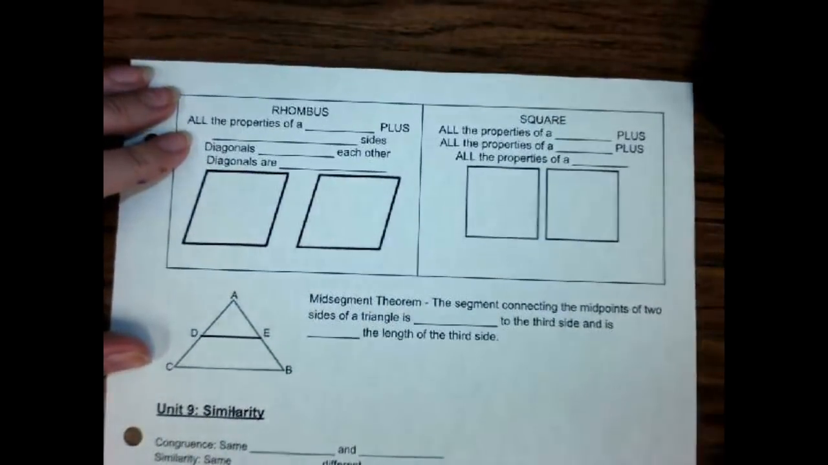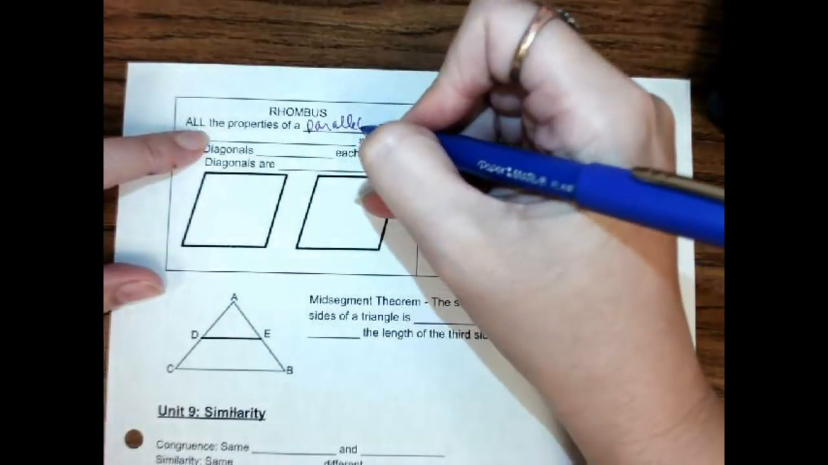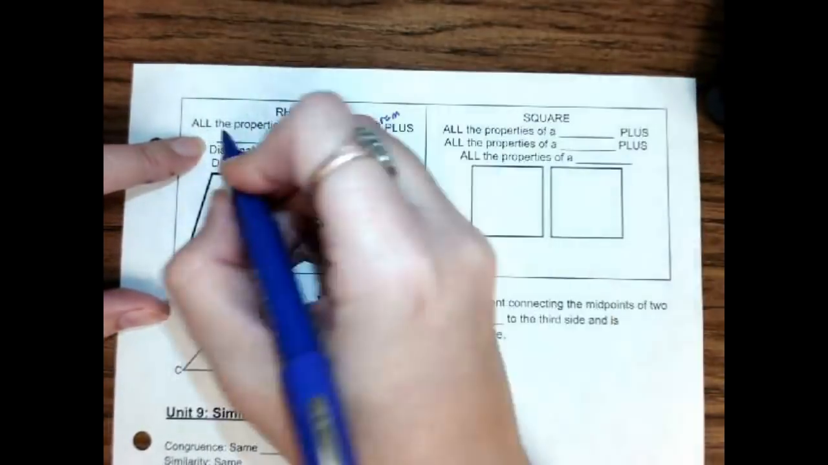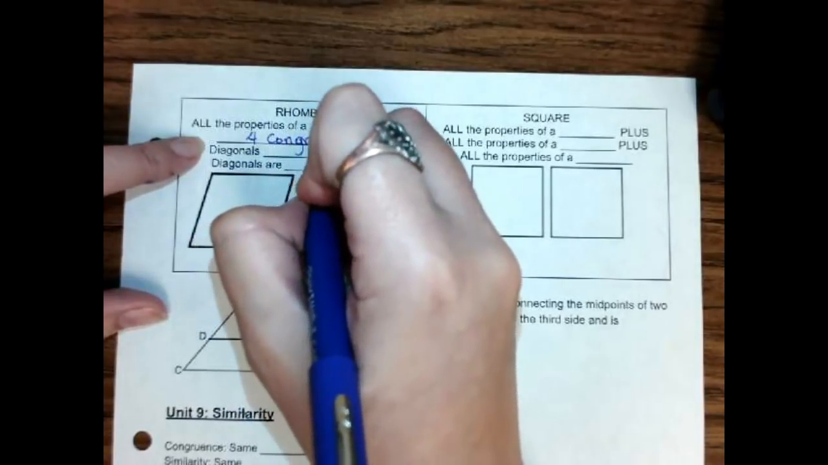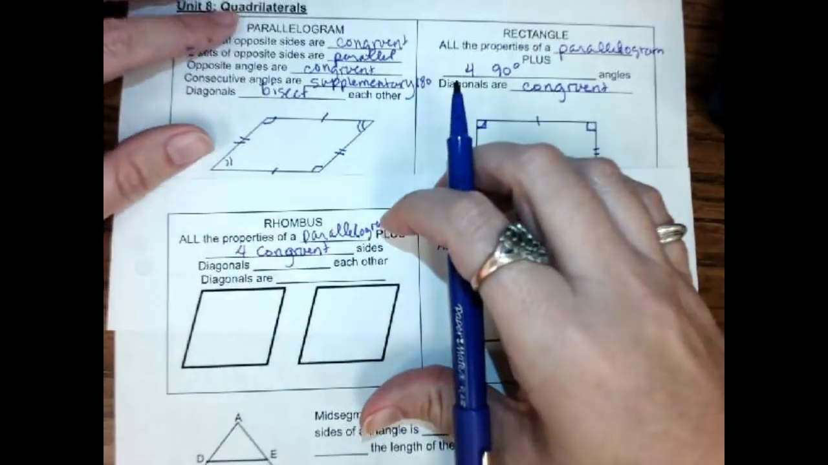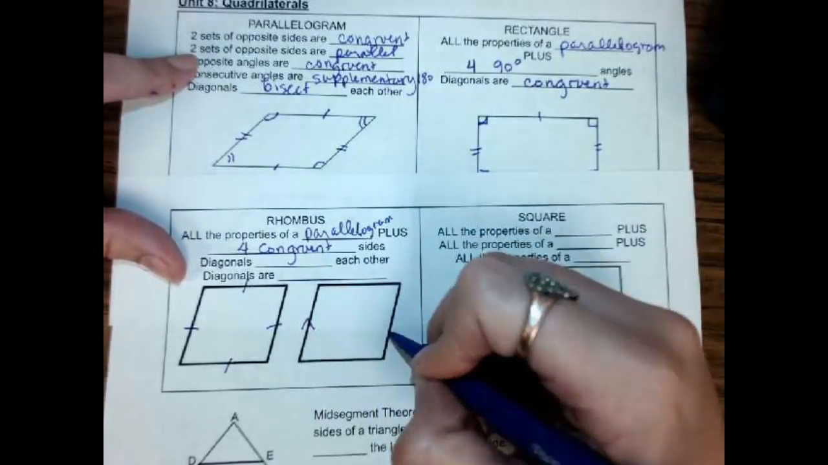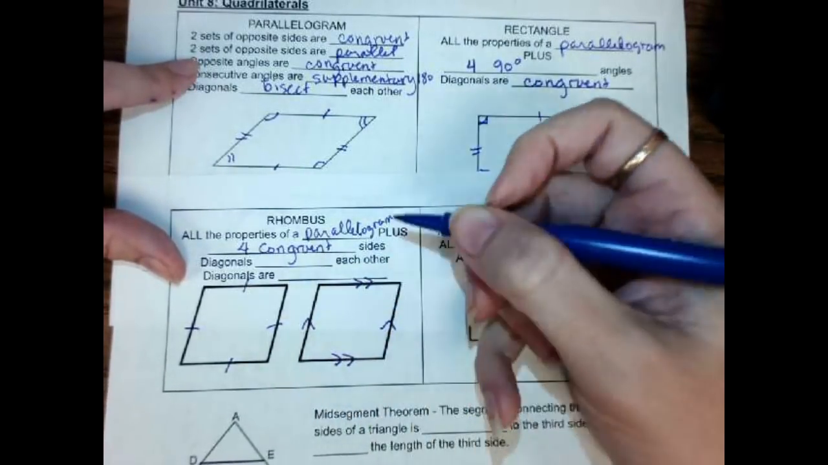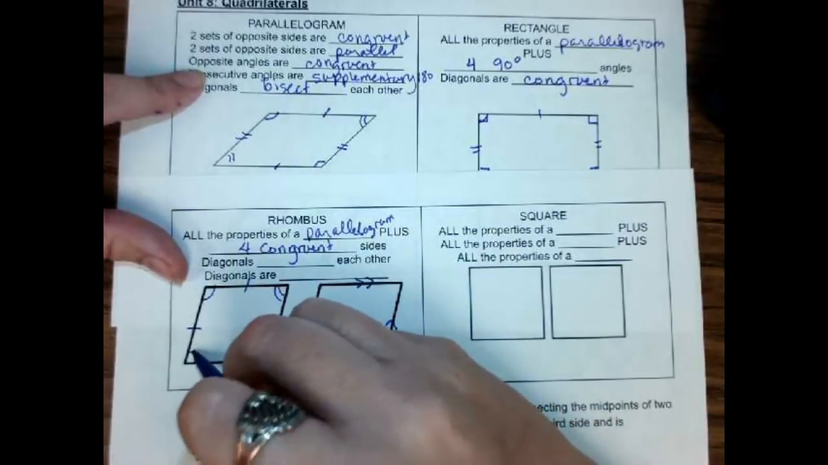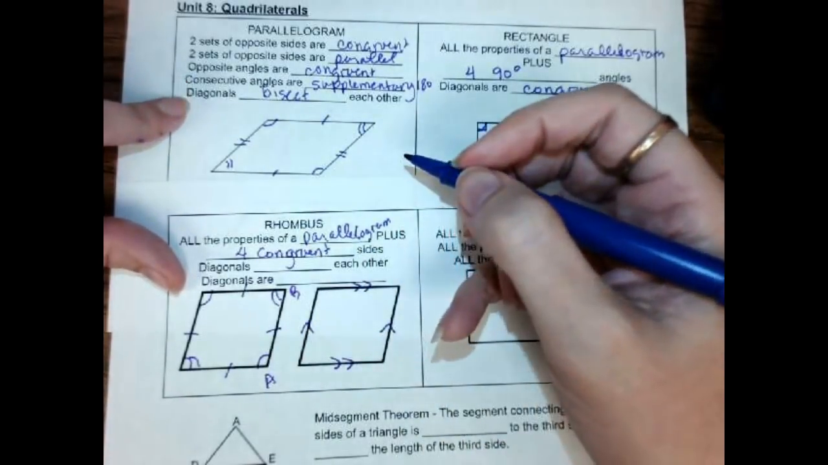Rhombuses are also parallelograms. They have all the properties of a parallelogram, plus 4 congruent sides. So just like we said before on the parallelograms, we said their opposite sides are congruent. Well, here they're all congruent. Opposite sides are parallel. Opposite angles are congruent. Consecutive angles are supplementary, so A plus B equals 180. The diagonals bisect each other.